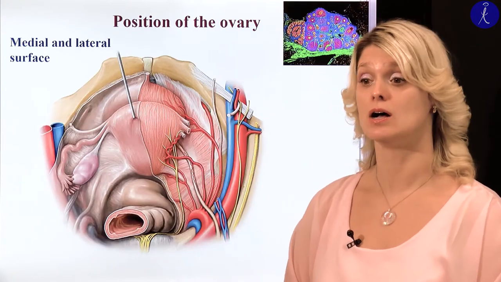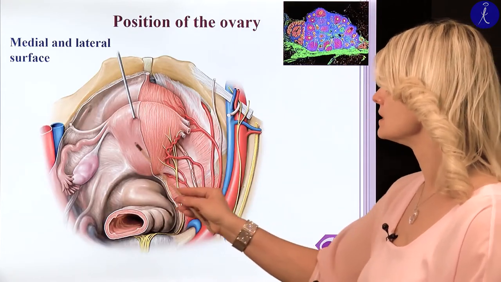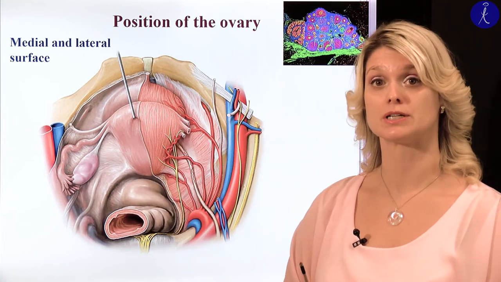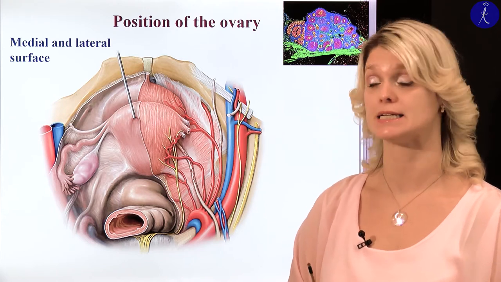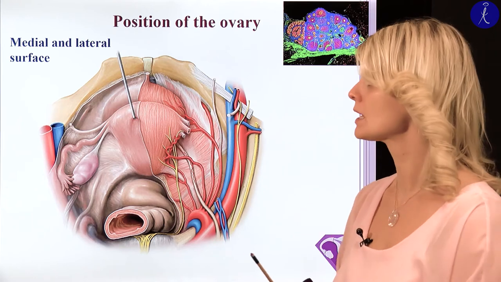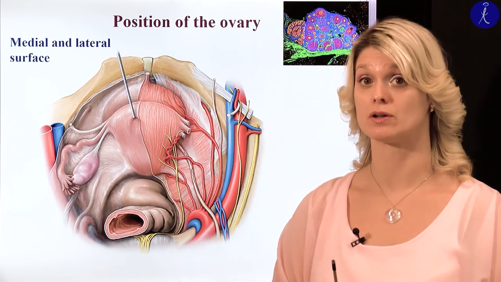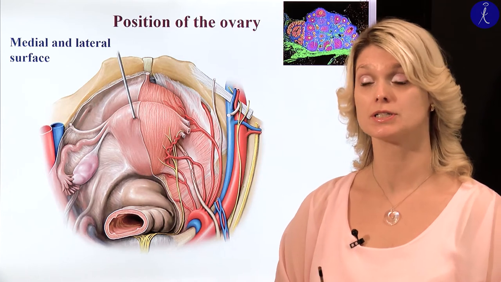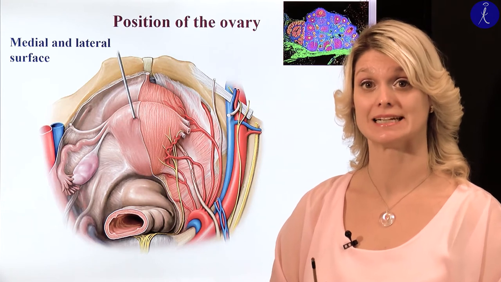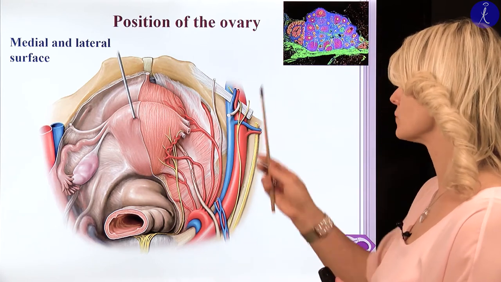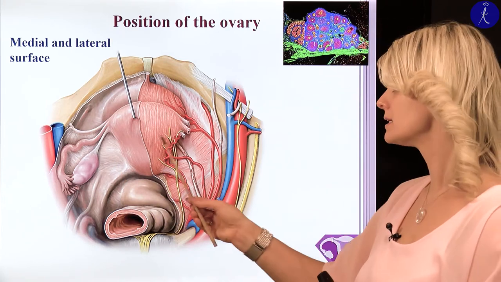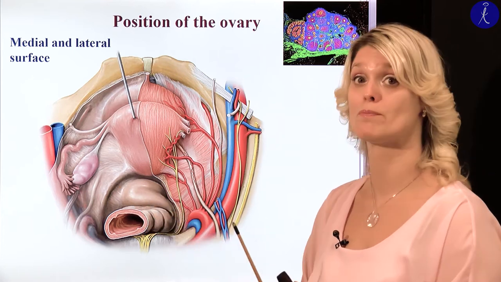Let's see now the anatomical description of the ovary. First, I would like to talk about the different surfaces and the anatomical relations with different organs and vessels. You heard the histology of the ovary earlier in the histology lectures. Now, I would like to focus on the anatomical details about the ovary. So here you can see the position of the ovary, as I told you. It is located on the lateral wall of the small pelvis.